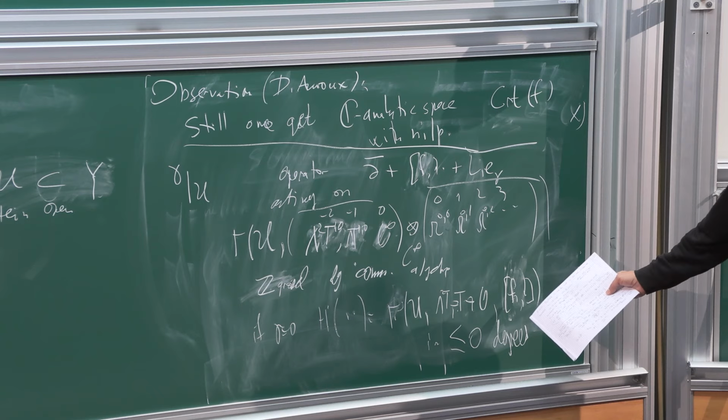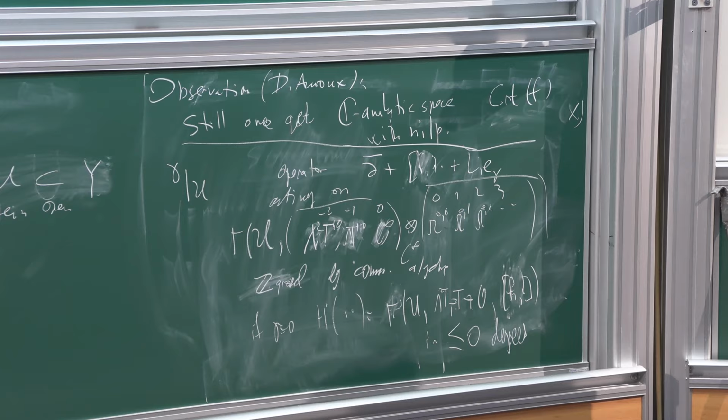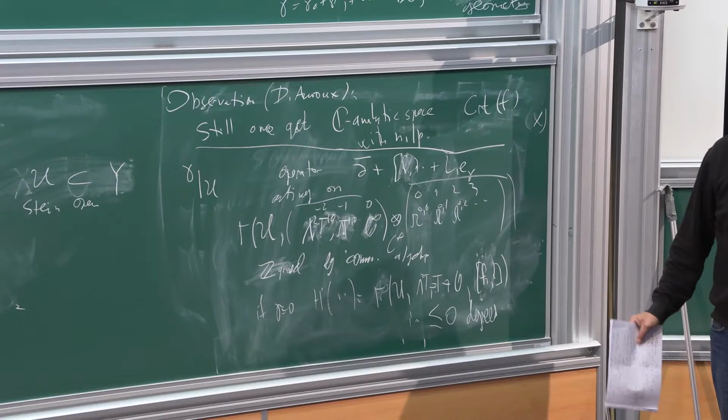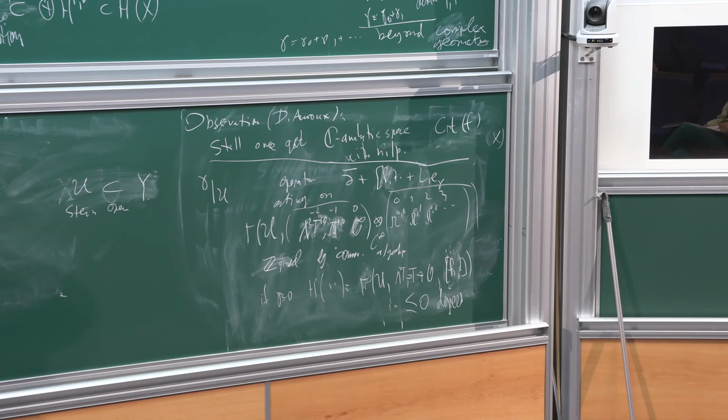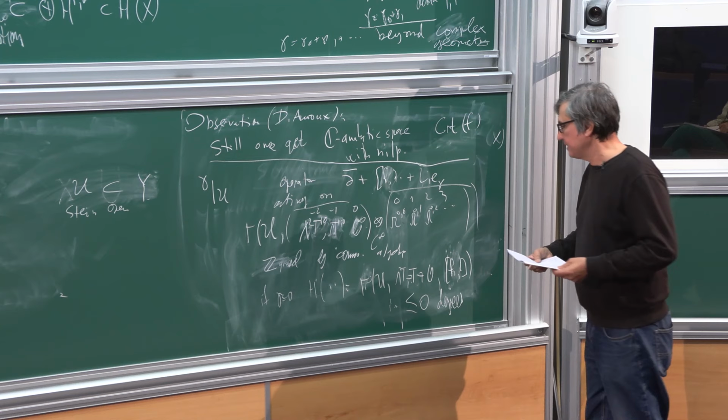In degree minus one it will be something. In the case of an isolated singularity, you have nothing. You get something like a derived function. So it will be a deformation in the derived sense. One can say this: you get a deformation in the derived sense.